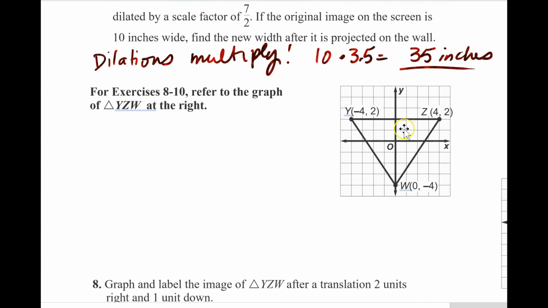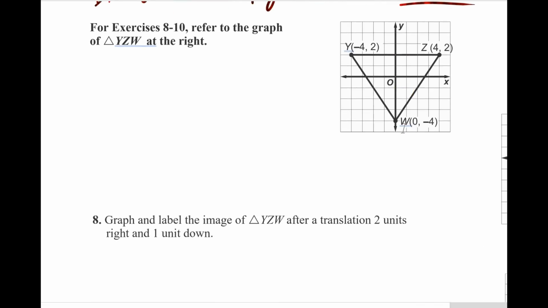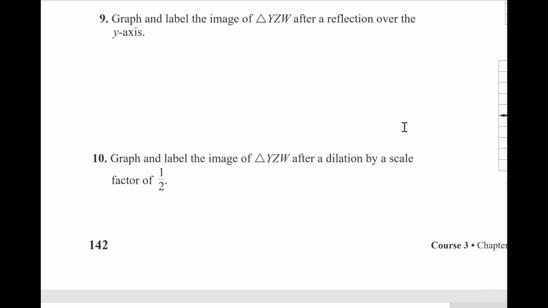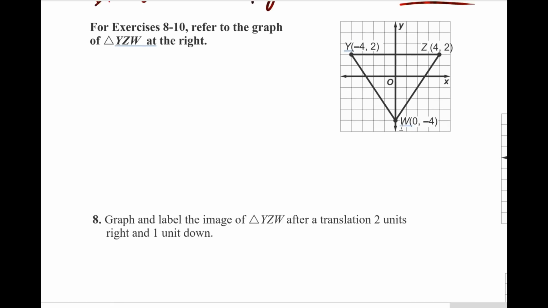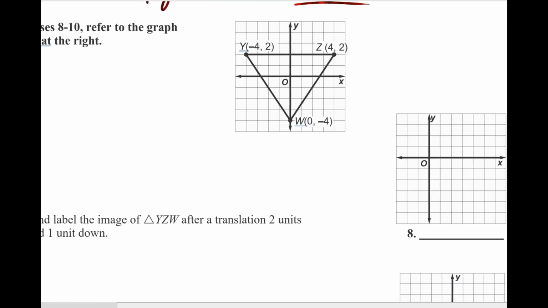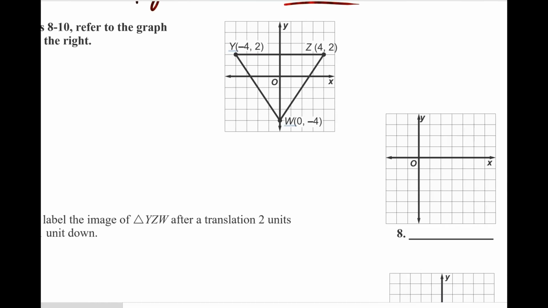For exercises 8 through 10, refer to the graph. We only have 3 problems left. Oh, they want us to graph over there. I didn't realize that. It says graph and label the image of triangle ZYZW after a translation 2 units right and 1 unit down. 2 units to the right and 1 unit down.